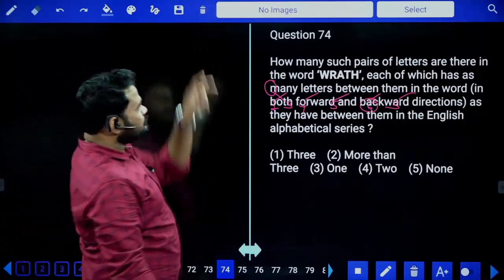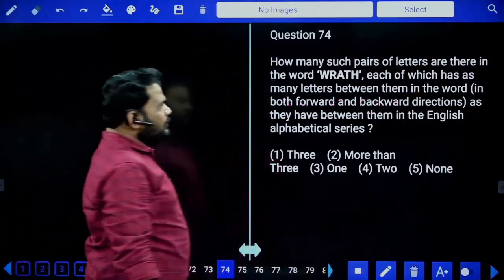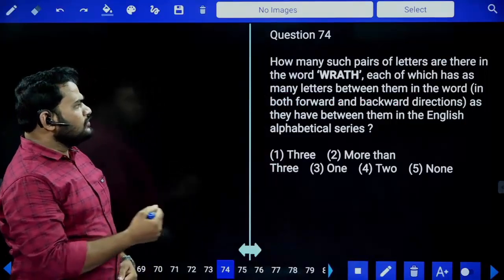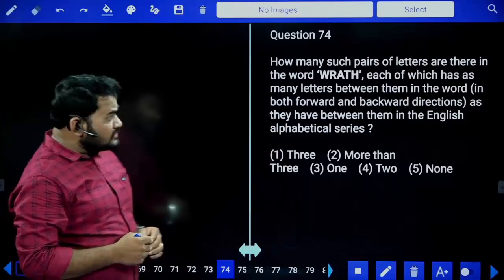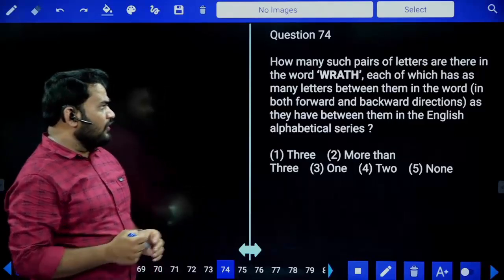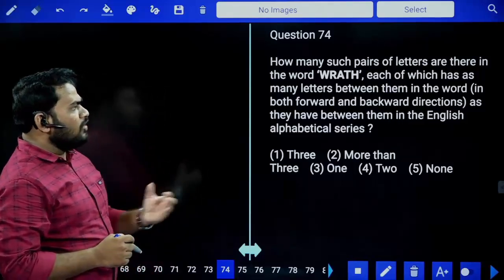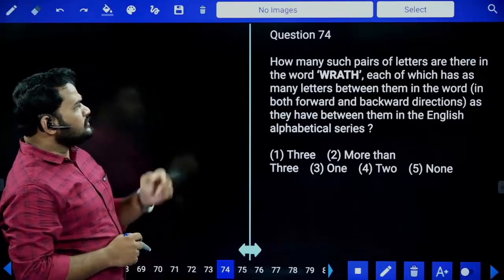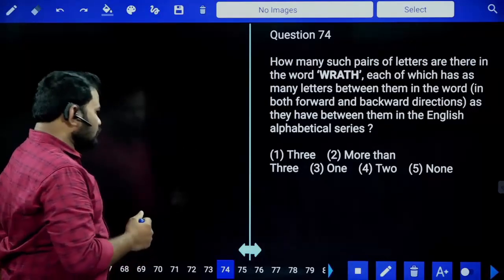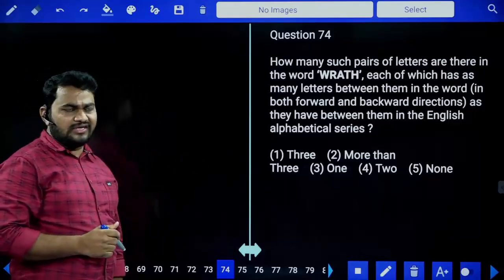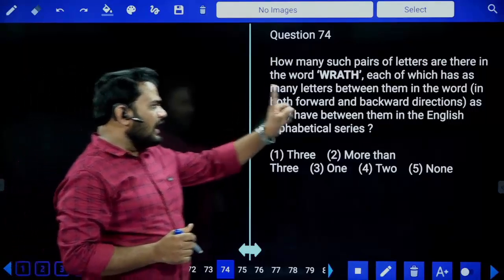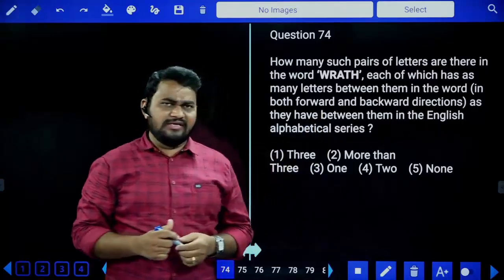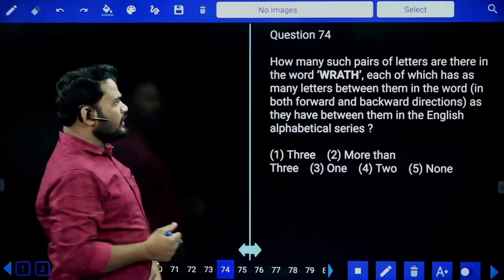Next, how many such pairs of letters are there in the word WRATH, each of which has as many letters between them in the word in both forward and backward directions as they have between them in the English alphabetical series? Usually we can find the answer for this question by using letters, or by using numbers also we can get the answer.